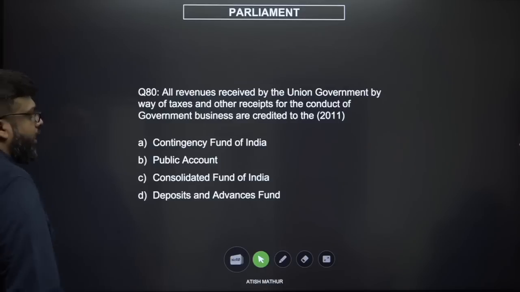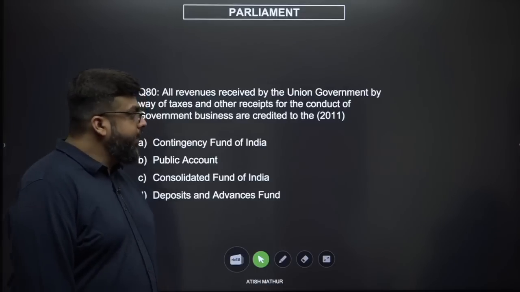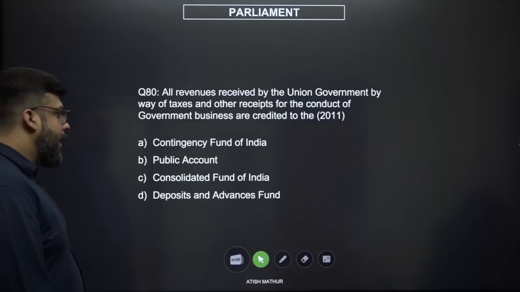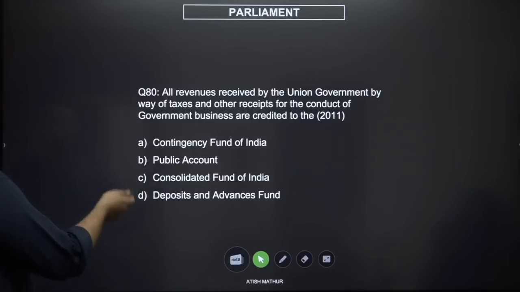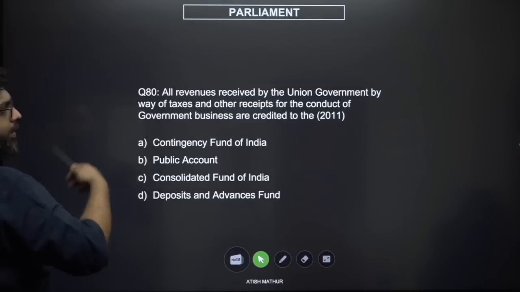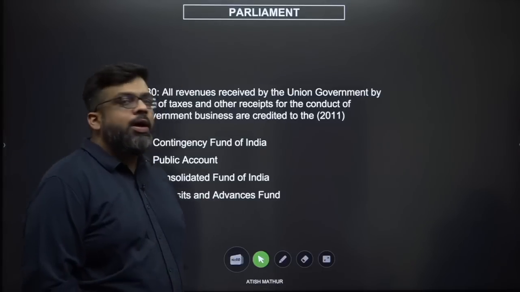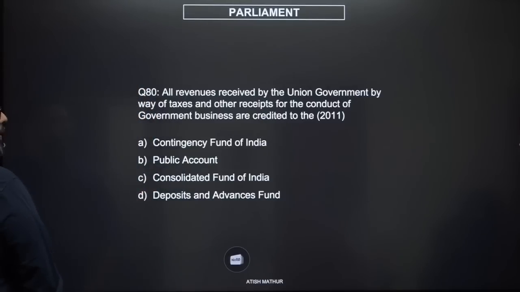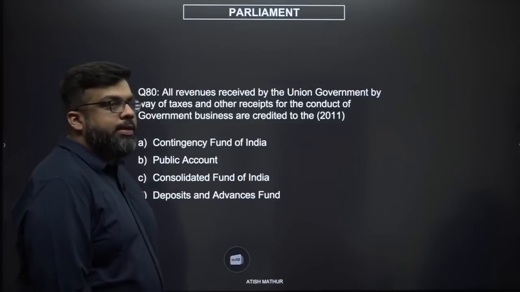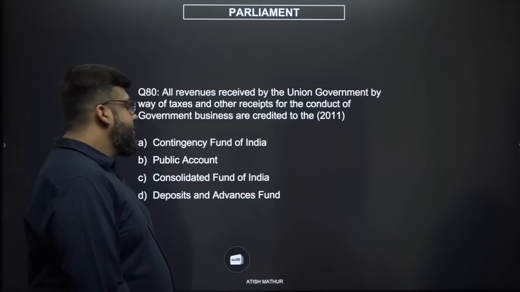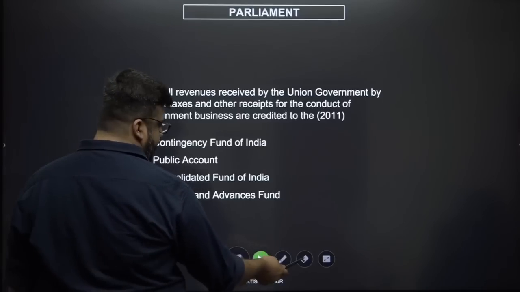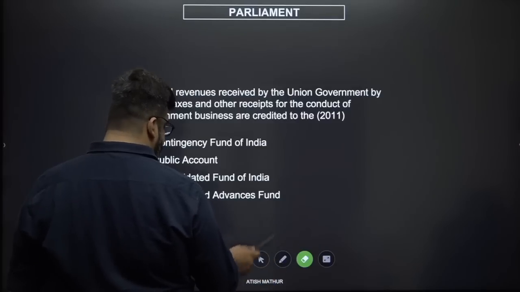Very simple question. All revenues received by the union government by way of taxes and other receipts for the conduct of government business are credited to: contingency fund, public account, consolidated fund, deposits and advances. So money received by the government for the services it is providing, or taxes or any other form of government business, will always come to the consolidated fund. Public account is public money. Contingency account is emergency money. Deposits and advance funds is essentially the deposits of the government. So your answer would therefore be C, Consolidated Fund of India, right?